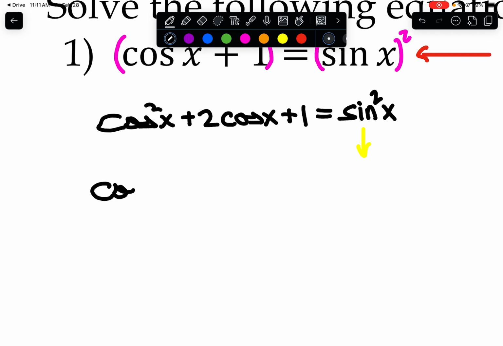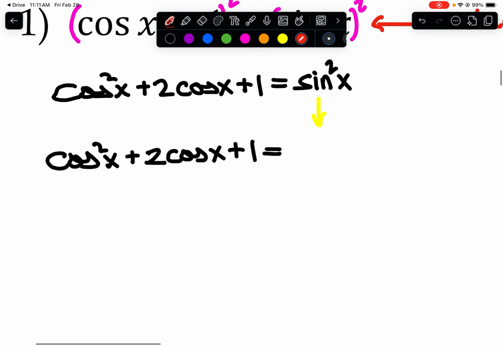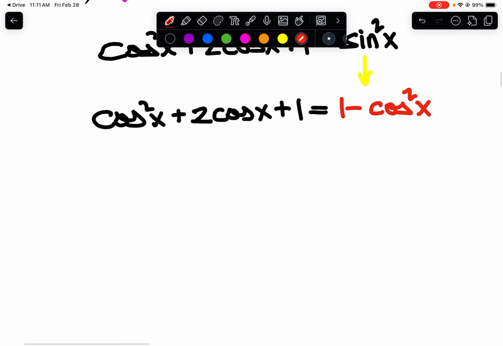So I'm going to have cosine squared x plus 2 cosine x plus 1. I'm leaving the entire left side alone. But sine squared x I'm going to replace with 1 minus cosine squared x, which is part of your identities. And then I'm going to move everything to the left side, so I'm going to subtract 1 on both sides so that the 1s are gone, and then I'm going to add a cosine squared x on both sides.